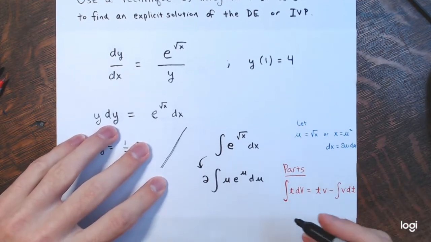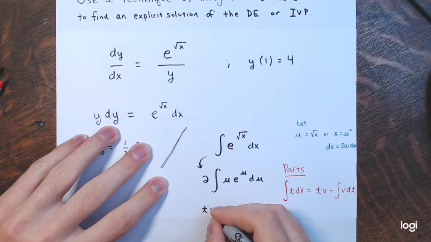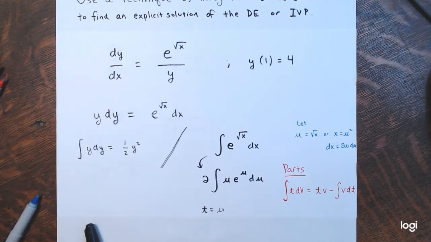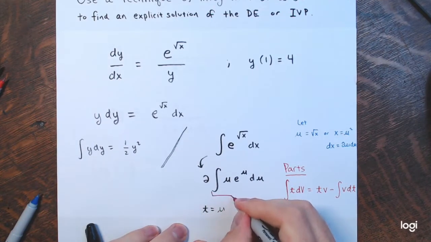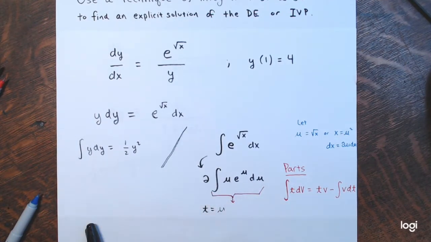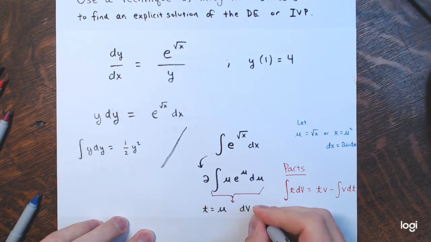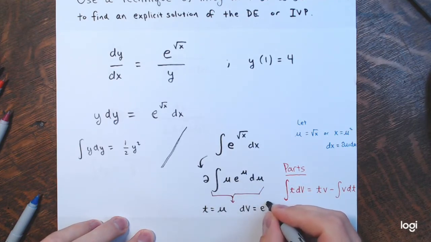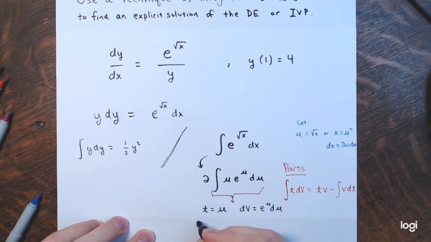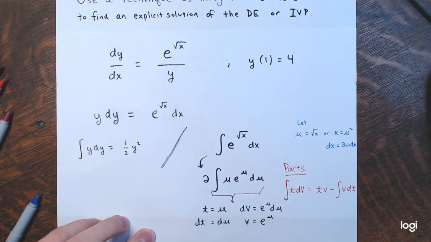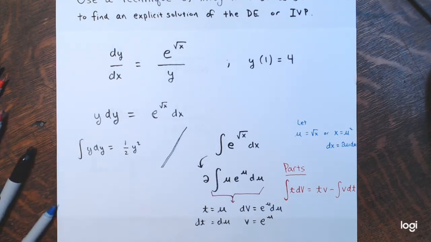All right, so I'm going to let t be this u here. I'm doing this integral by parts. I'm going to let t represent the u, and then dv be the rest of it, the e to the u du. Then I differentiate this, so dt would be equal to du. Integrate this, you have v equal to e to the u. And then put it into the parts formula.